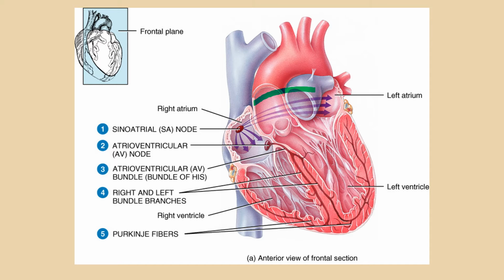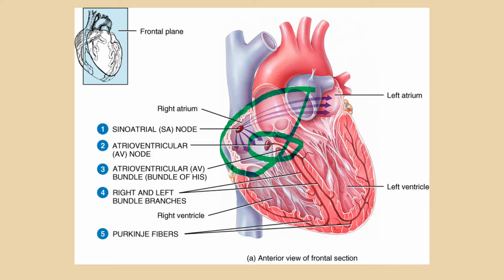So we're talking about what's happening here. The SA node fires an action potential, and that action potential, as shown by the purple arrows, is transmitted from muscle cell to muscle cell across both atria. Following that wave of depolarization, the atria contract, and that wave of depolarization needs to be transmitted to the ventricles next. The way that action potential is transmitted between the atria and the ventricles is through this AV node. The AV node is the only passageway for an electrical signal to move between the atria and the ventricles.